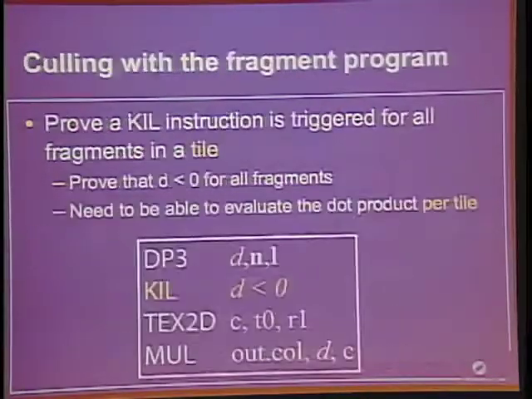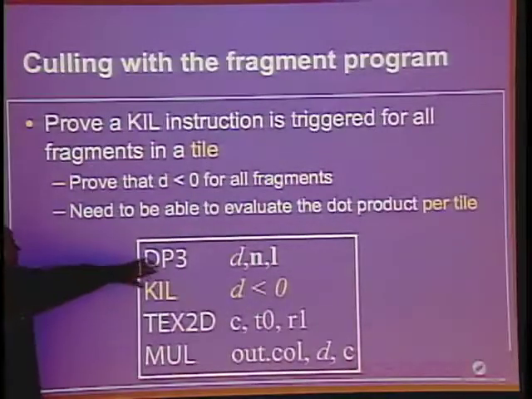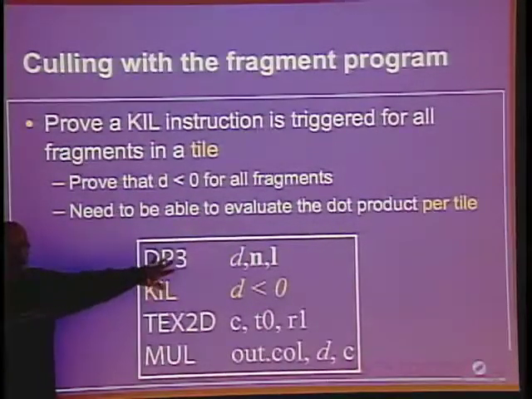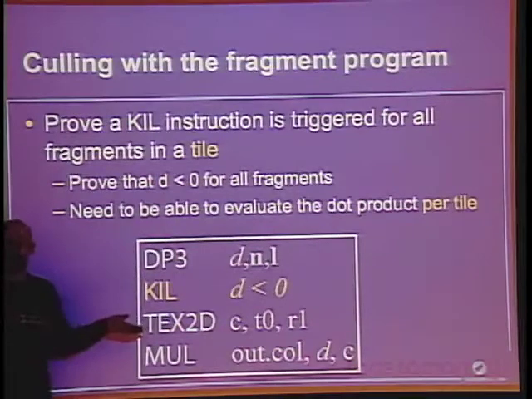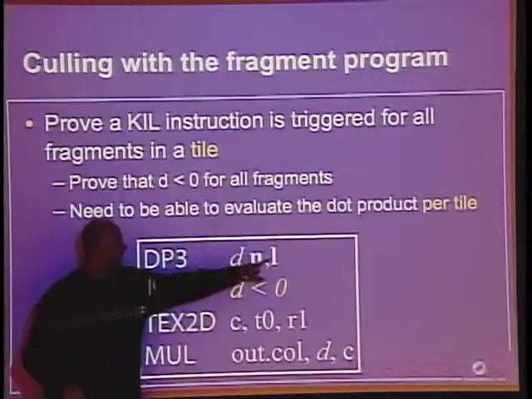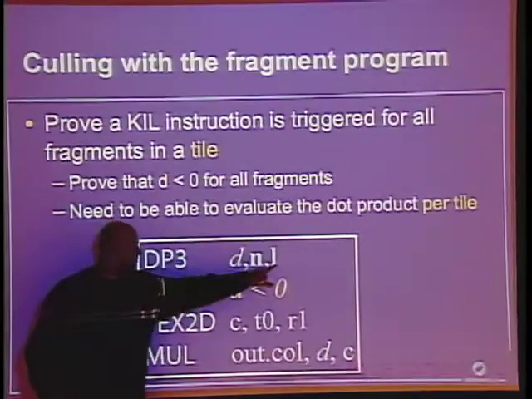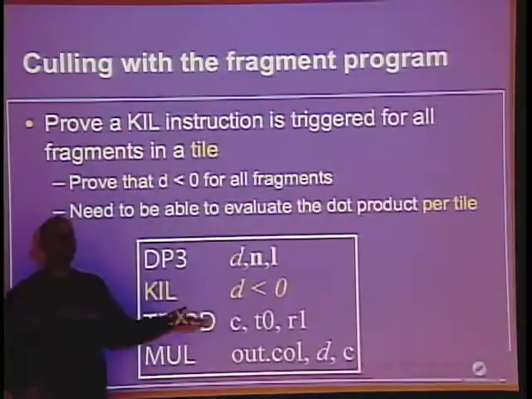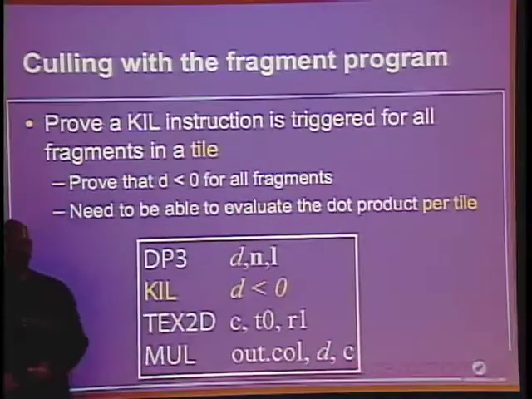So if we go back here, what we can do is calculate the worst case dot product. Is there any possible chance any of these fragments are going to be facing forward? If there is, we're going to rasterize the tile. But if we can prove using interval arithmetic, since we know the range of normal vectors and the range of lighting vectors, that d is always going to be less than 0, then we can throw out the whole tile.